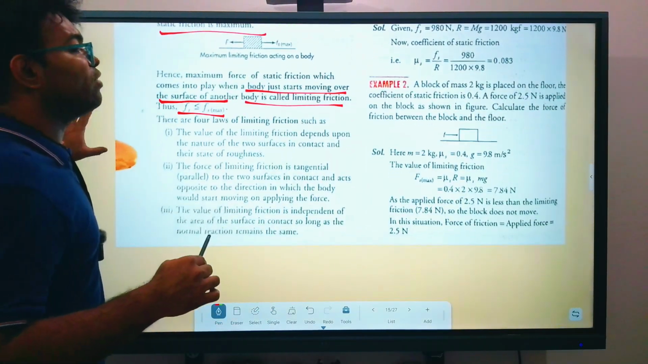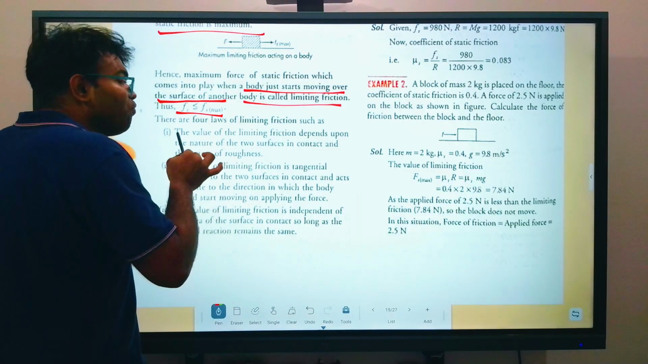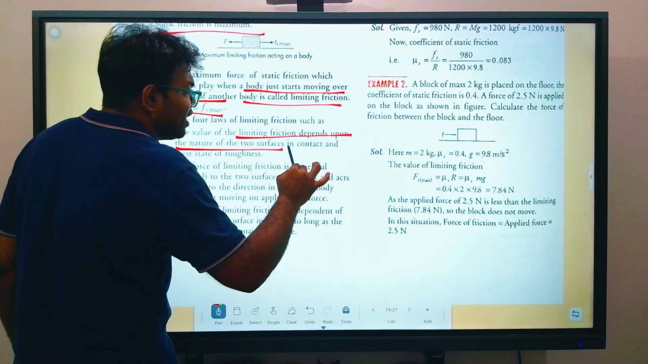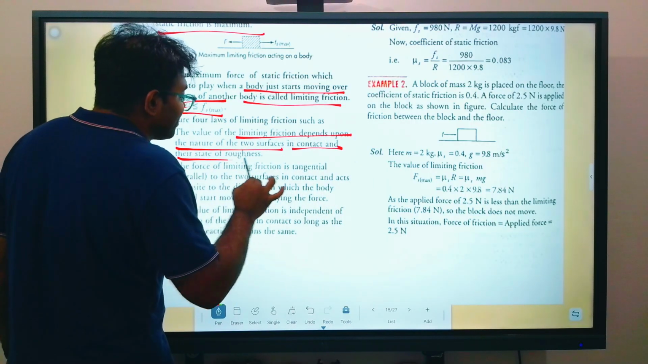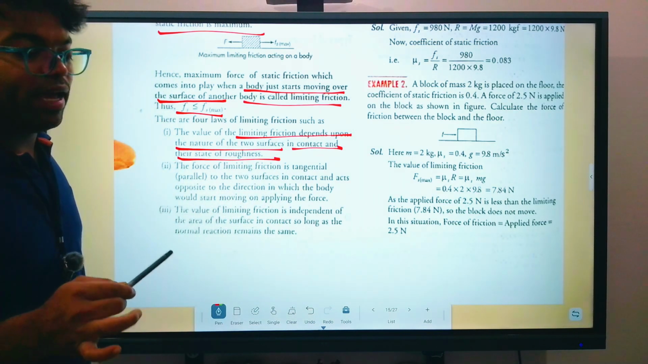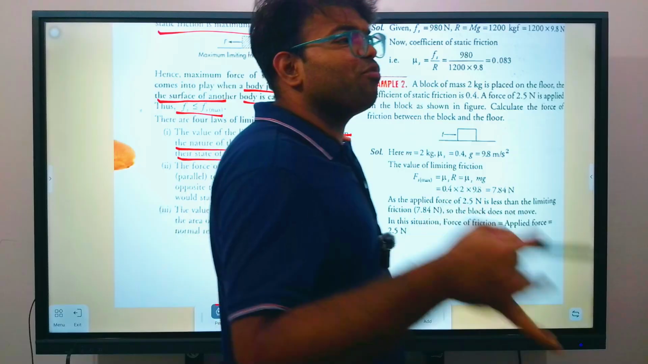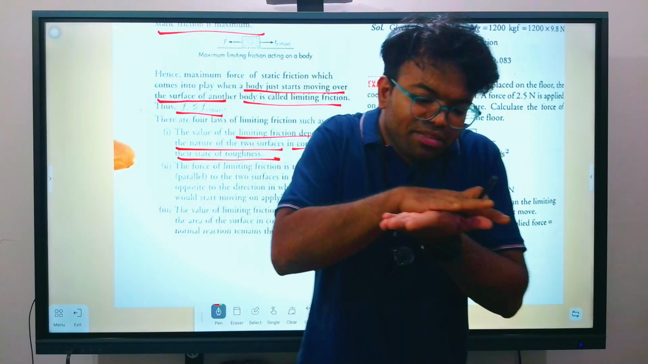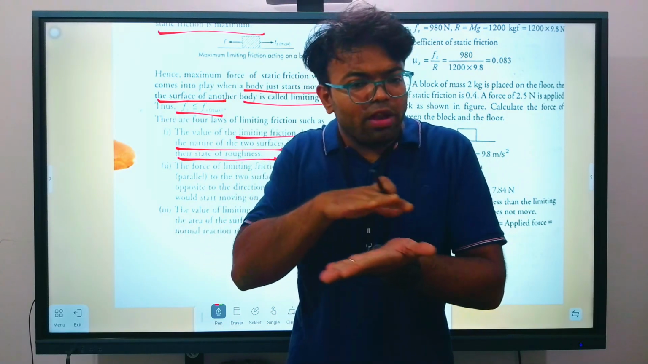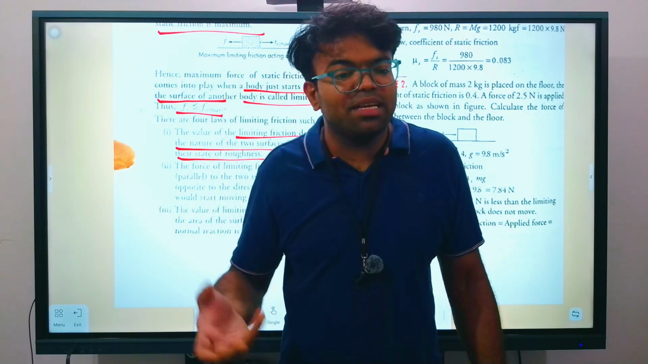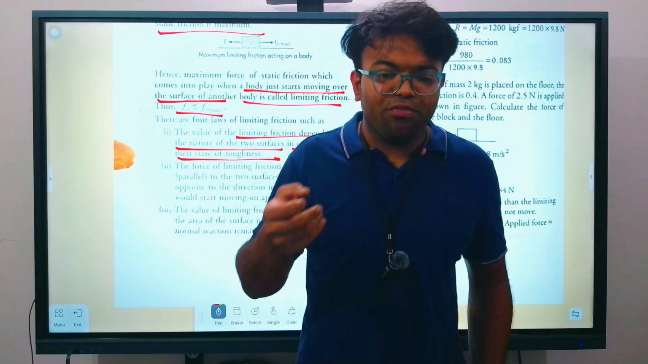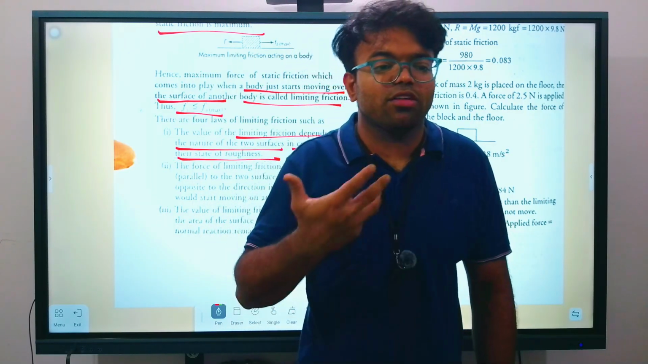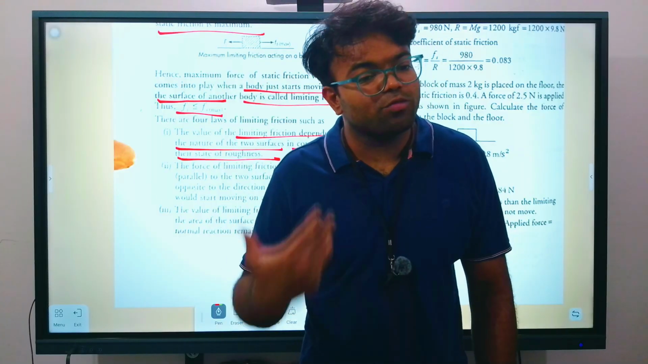There are four laws of limiting friction. The value of limiting friction depends upon the nature of the two surfaces in contact and their state of roughness. So why does friction occur in the first place? When we look at an object, it may seem very smooth. But if we look at it at a microscopic level, there are irregularities present on the surface. The surface is no longer smooth.